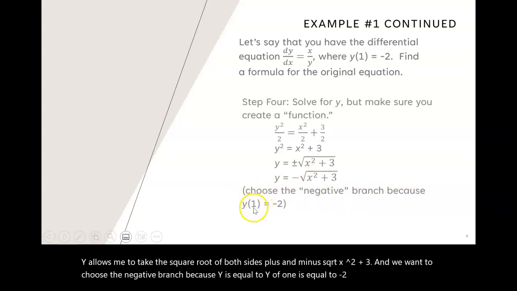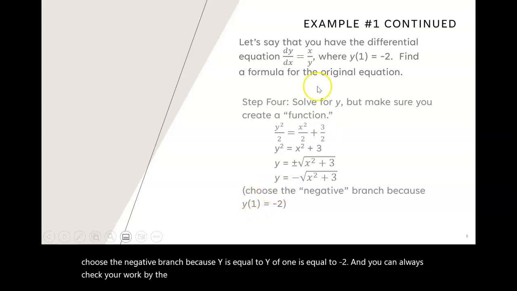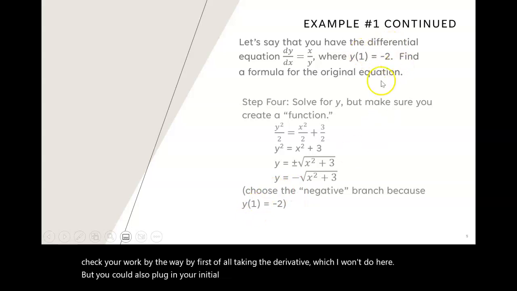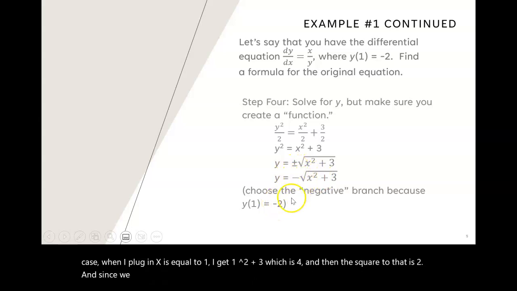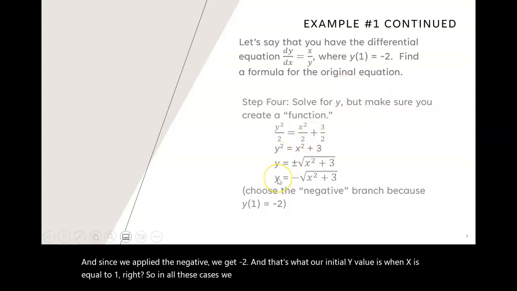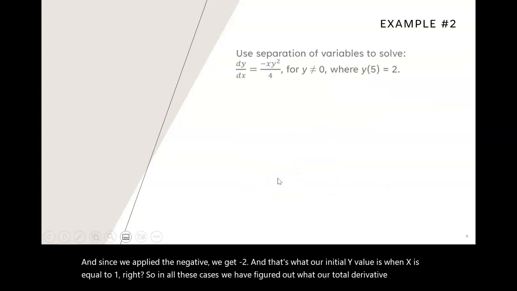And you can always check your work, by the way, by, first of all, taking the derivative, which I won't do here. But you can also plug in your initial condition and make sure that that checks out as well. So in this case, when I plug in x is equal to 1, I get 1 squared plus 3, which is 4. And then the square root of that is 2. And since we applied the negative, we get negative 2. And that's what our initial y value is when x is equal to 1. All right, so in all of these cases, we have figured out what our total derivative is.